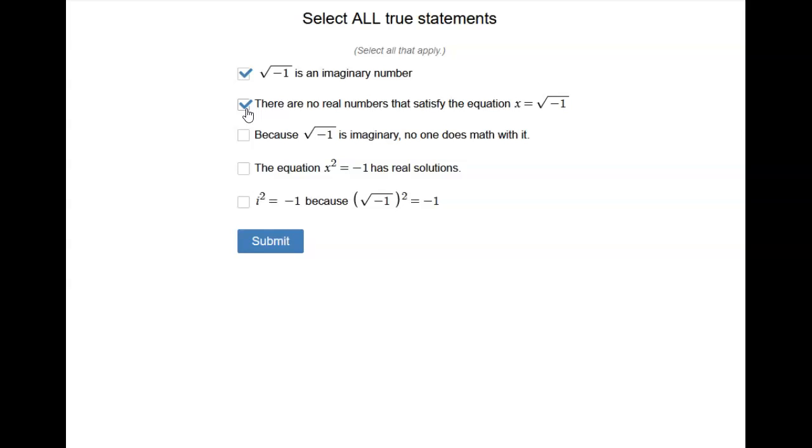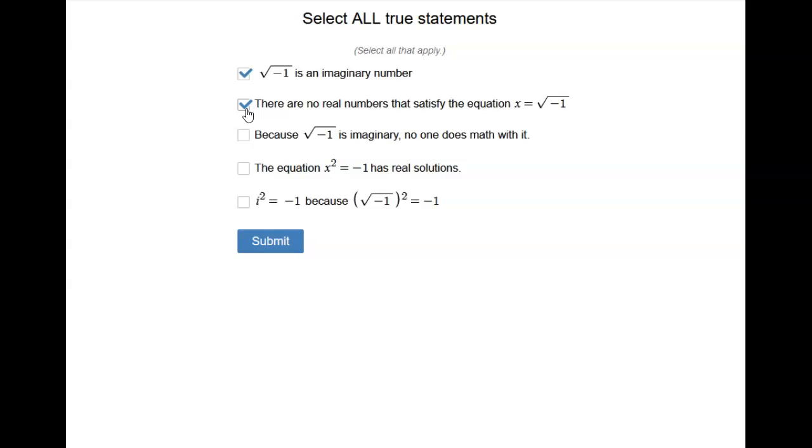You would need to use i in order to solve an equation that has a negative under the square root, and i is an imaginary number. Because the square root of -1, or i, is imaginary, no one does math with it. That is a false statement. We do math with it.